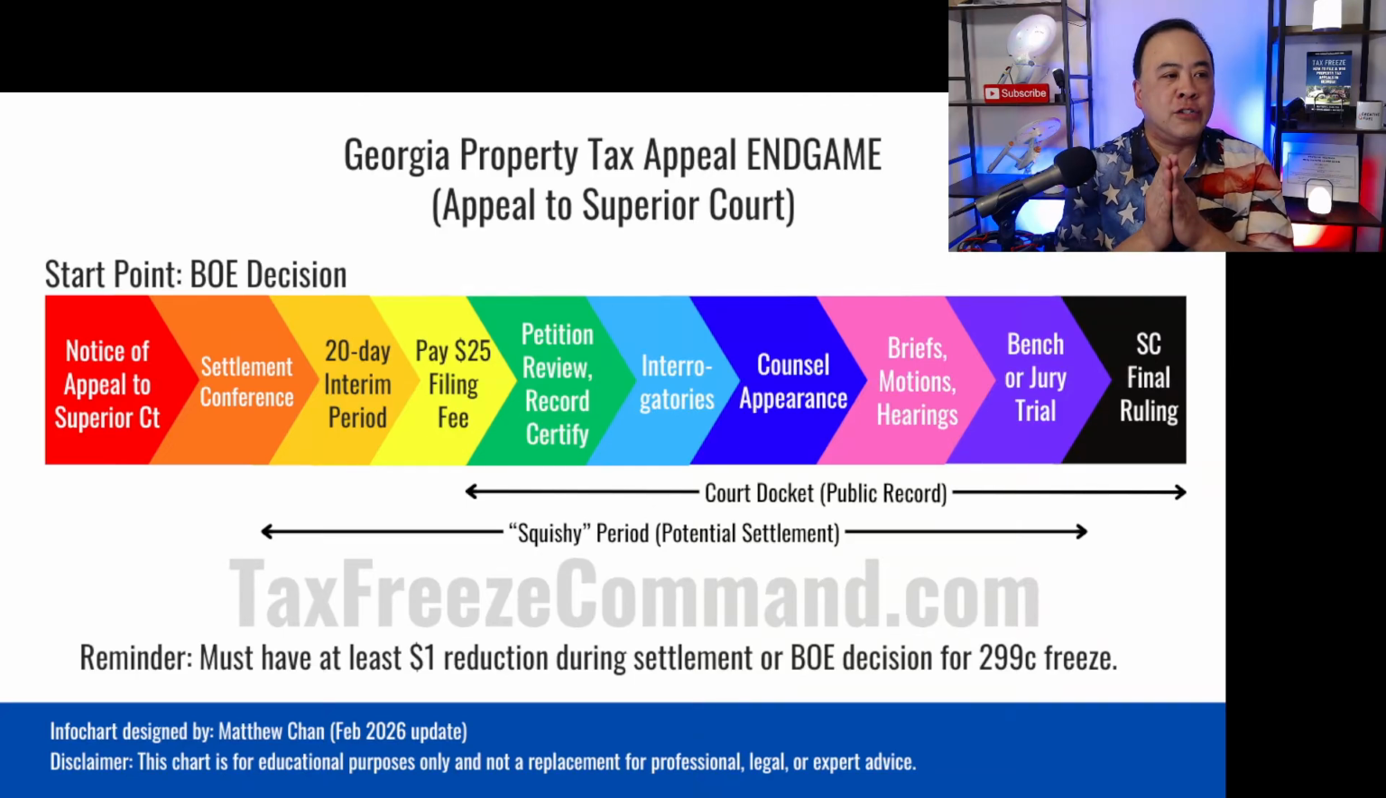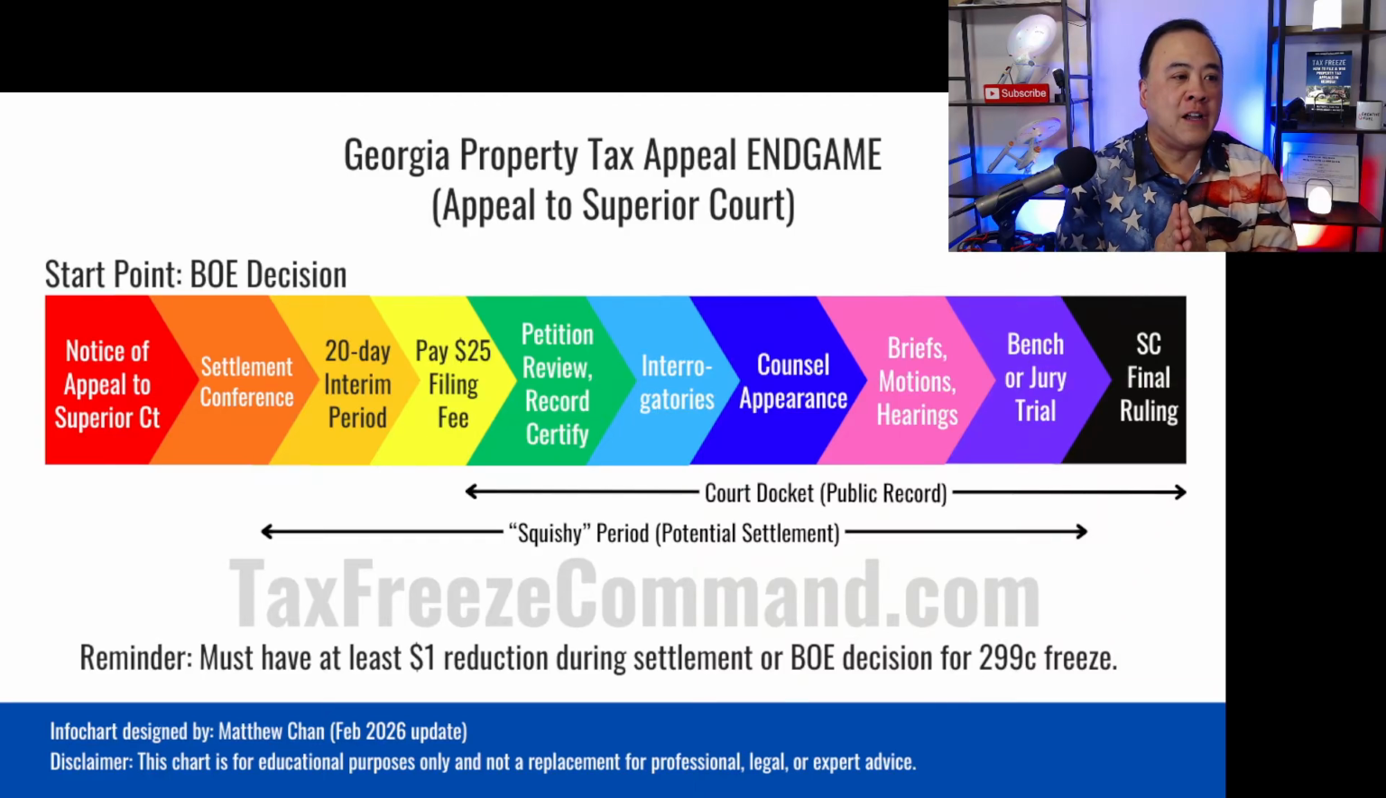Once you attend the settlement conference, you get a 20-day interim period. That interim period I will get into later, but it is a period for you to reflect before you decide you're going to pull the trigger. If you decide to go ahead, you pay your $25 filing fee. To be honest with you, I think $25 is worthwhile to push it forward. But once you do, you start getting yourself into unknown territory. It's not so much the $25, it's what you do afterwards.